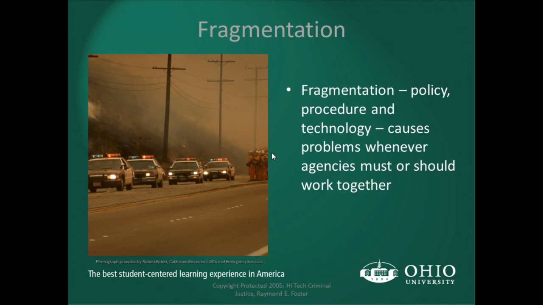So fragmentation can occur because of policy, procedure, and technology. It's important to understand how that fragmentation occurs. It's not always technology, but a lot of times it happens as a result of policies and procedures. So that is chapter 6 for this week.